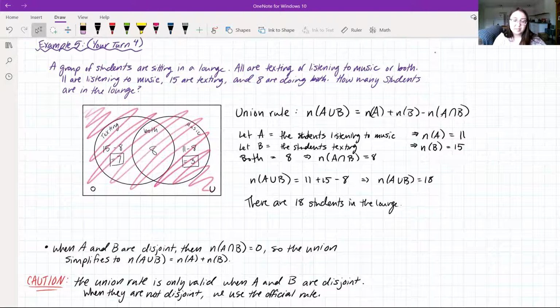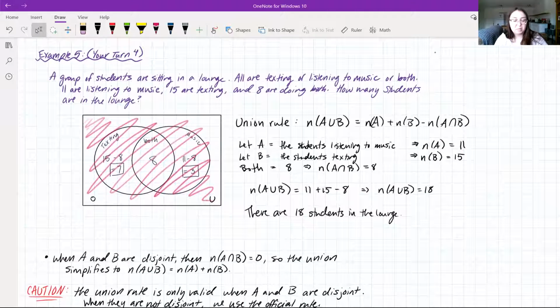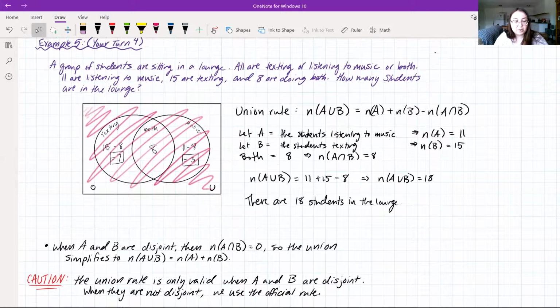Since we drew ourselves a Venn diagram to begin with and solved for all of our values and filled it in, we could have just added up our values through our Venn diagram as well, but we would like to use our union rule. So our union rule would be helpful in cases like this. It's also helpful if you don't have a Venn diagram, or maybe you can't draw a Venn diagram, then our union rule is especially useful because we can't really visualize it.